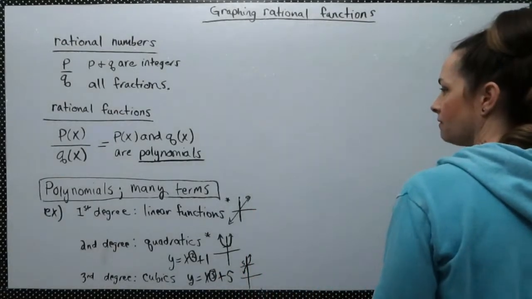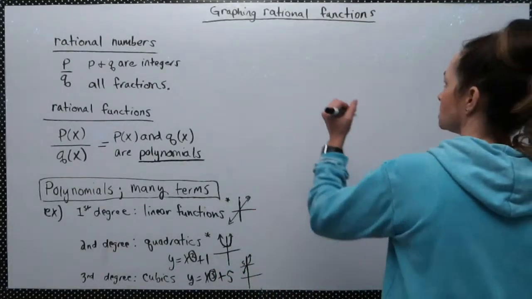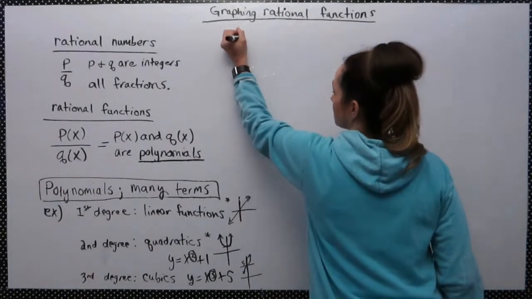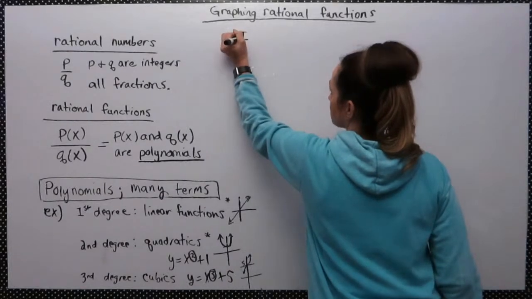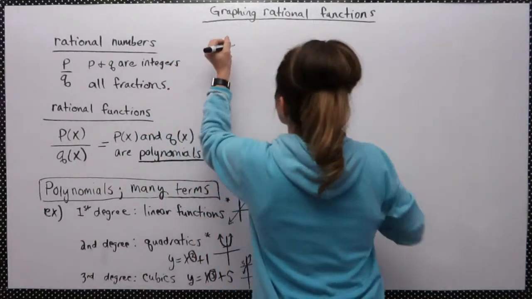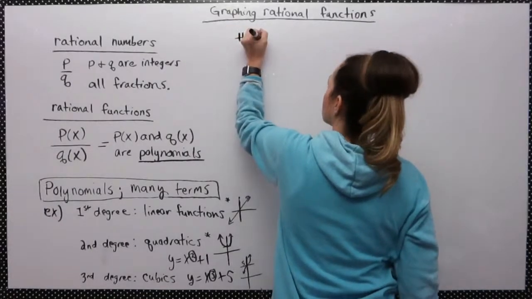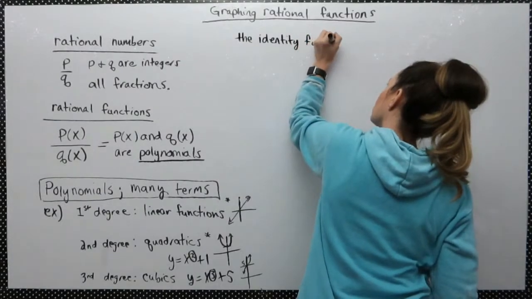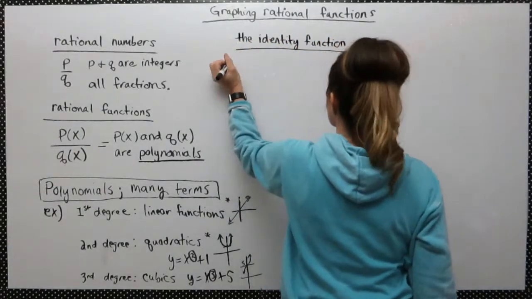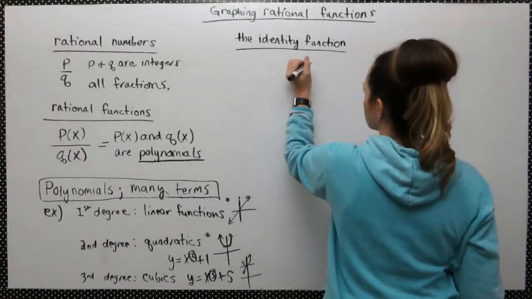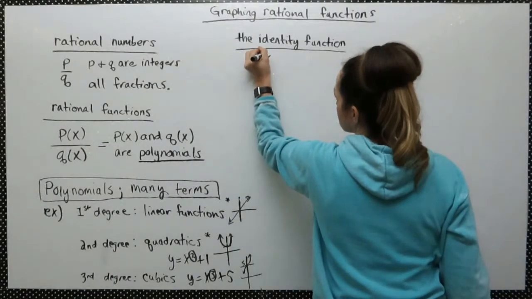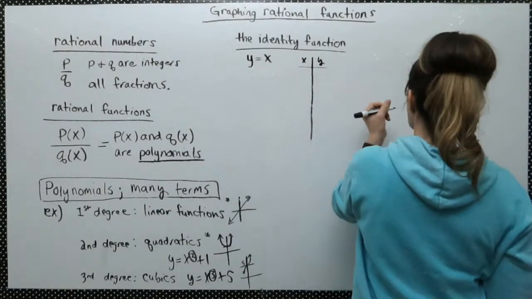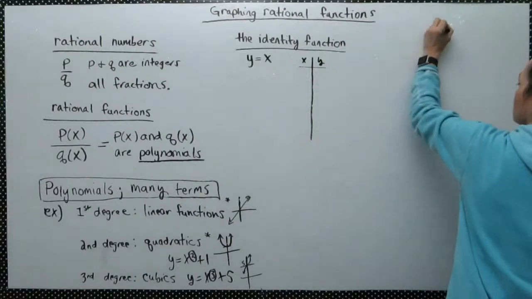All right, so what I was going to do today is just focus on the linear function, the identity function. Okay, it's a first degree polynomial, and it's y equals x. So every value y is going to equal x. And I'll go ahead and sketch my graph here.